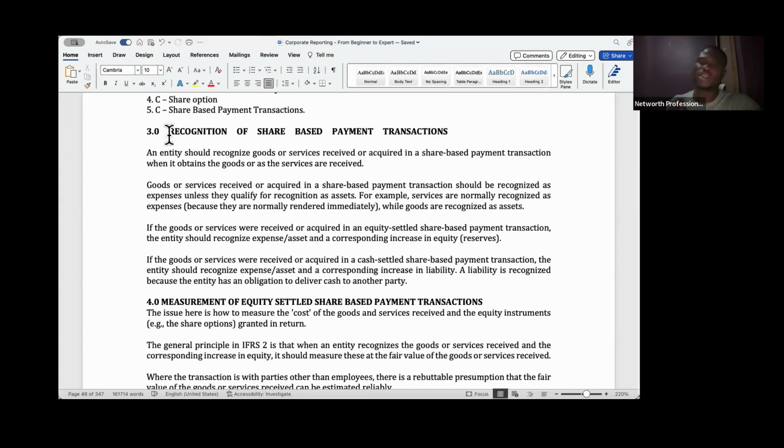On the flip side is cash settled. For cash settled, what the entity will pay is cash. So, of course, you debit expense or assets, and the corresponding credit is going to be a liability for cash settled. That was the recognition of share-based payment transactions.